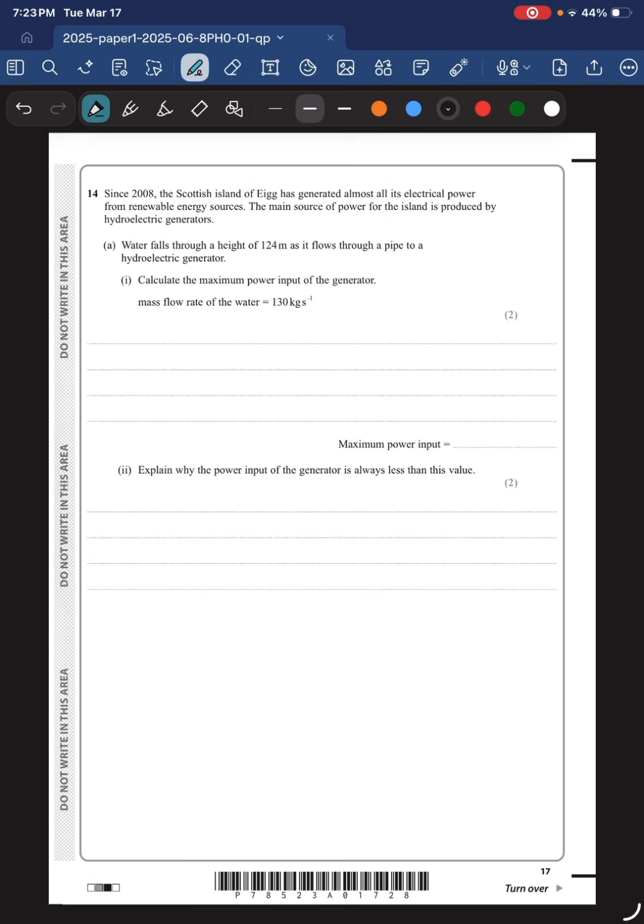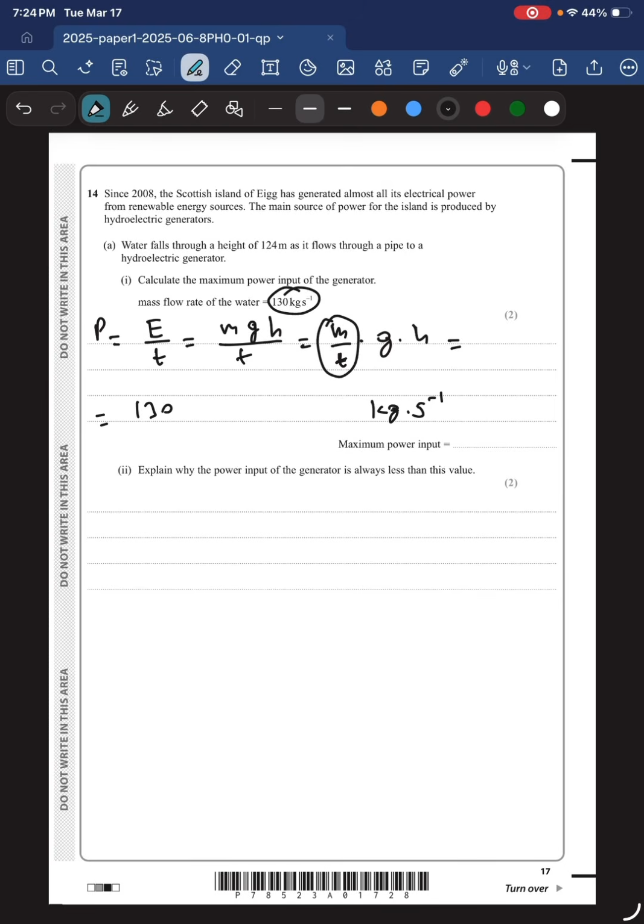All right, so the way to work this out is to write that power, which is what they ask us to find, is energy over time. What's the energy here? It's gravitational energy, so mgh over time. So we can write this as m over time times g times h. So m over time is this quantity that they give us, which is kind of strange, but it works out, okay? So 130 kilograms times seconds to the minus 1.